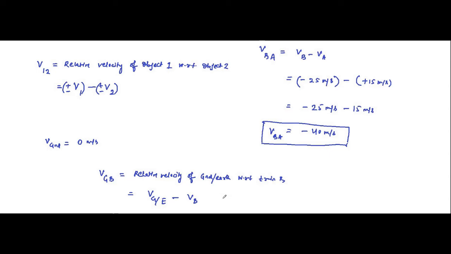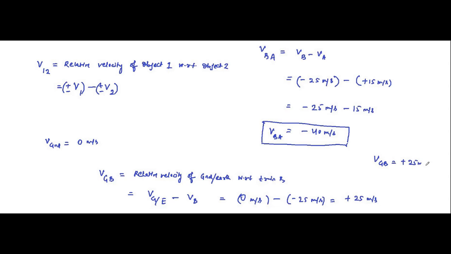Now here the velocity of ground or earth is 0 meters per second and the velocity of train B is minus 25 meters per second. We have already discussed minus 25 meters per second. So here it is plus 25 meters per second. So this is the velocity of ground with respect to train B.